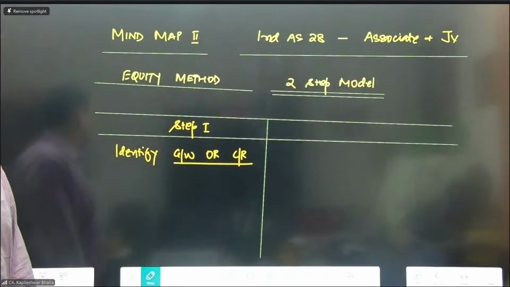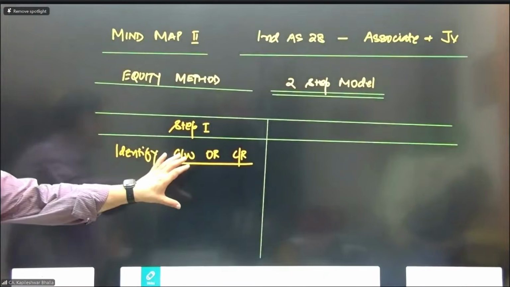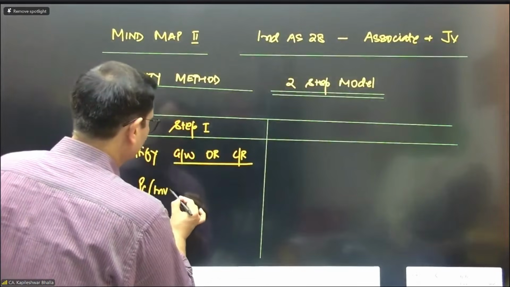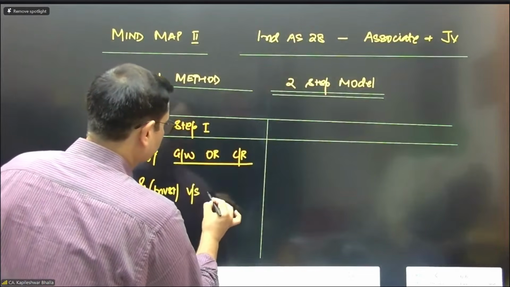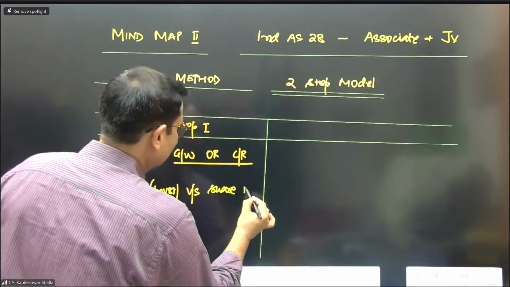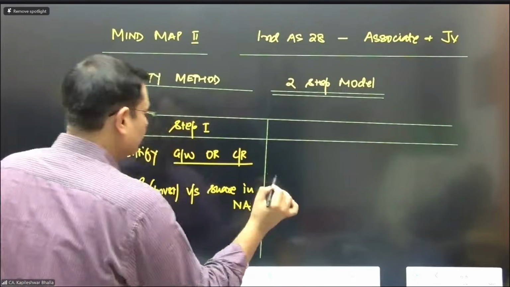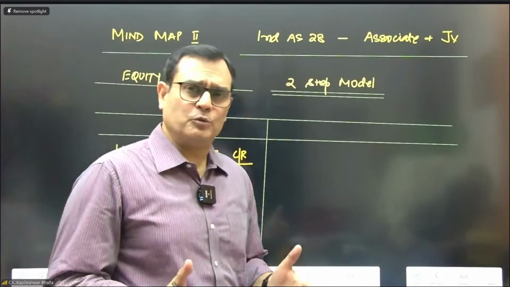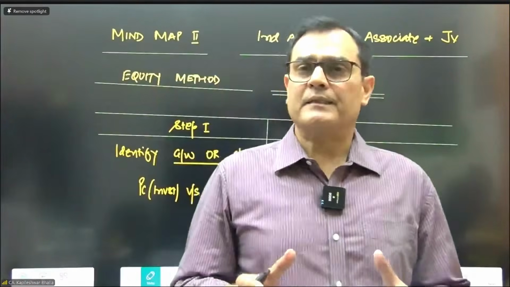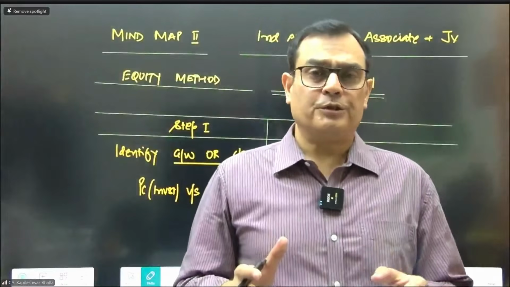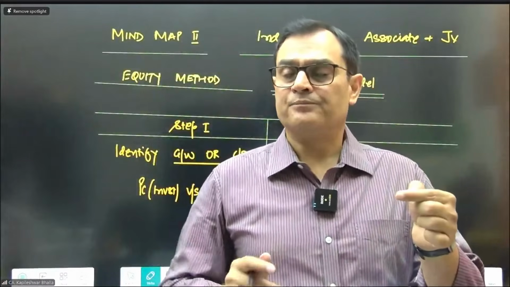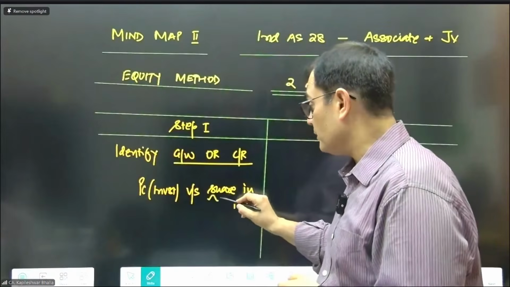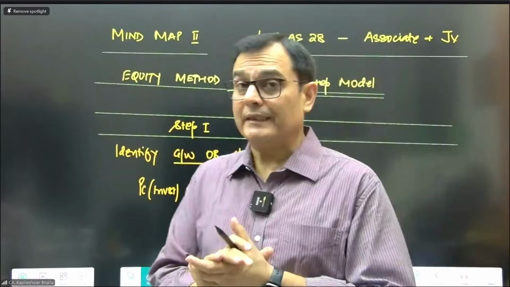Once you identify the goodwill or capital reserve in step one, you need to compare the purchase consideration, that is the investment, with the share in the net assets. The calculations are quite similar to the consolidation, except that in consolidation you take PC plus NCI and compare it with the total net assets. But in this case, we compare the PC versus the share in the net assets.